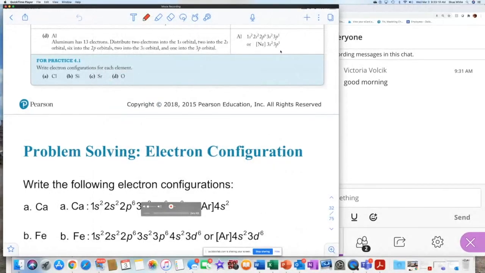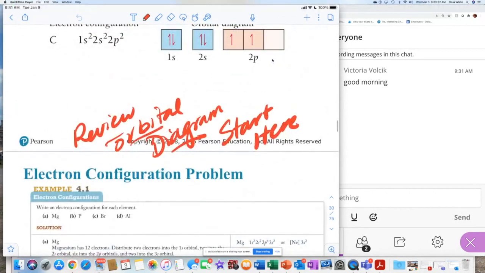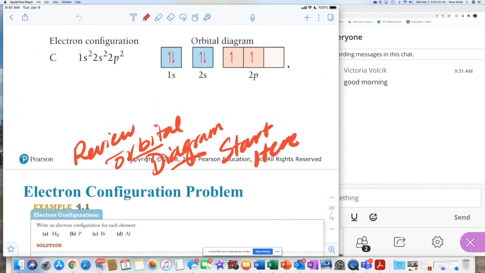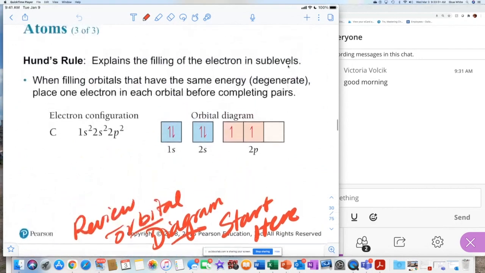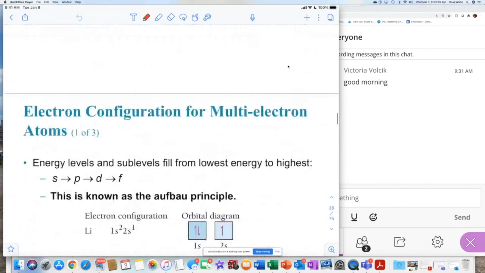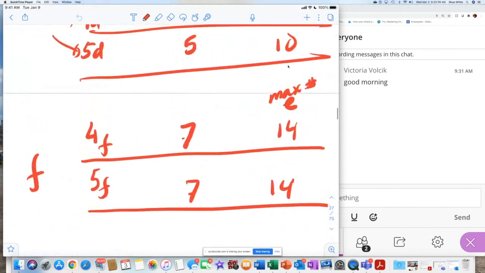Okay, so we are picking up where we left off. I wrote myself a message here to review the orbital diagram. Since I wrote this for myself, I'm going to go over and look at it. Okay, so when we met on Monday, we were talking about how to figure out the number of electrons, electronic configurations.